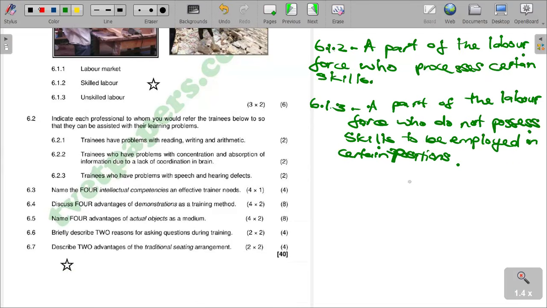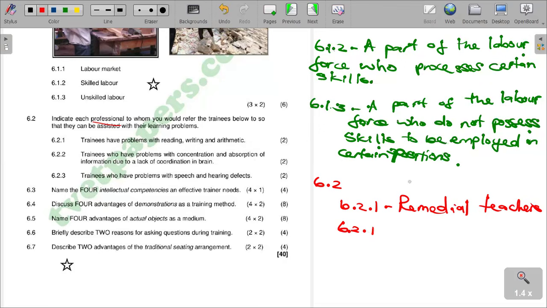Let's move on to question 6.2. Indicate each professional to whom you would refer the trainees below so that they can be assisted with their learning problems. Question 6.2.1: trainees have problems with reading, writing, and arithmetic. Here you are going to refer them to remedial teachers, so that they can be taught how to read and how to write.